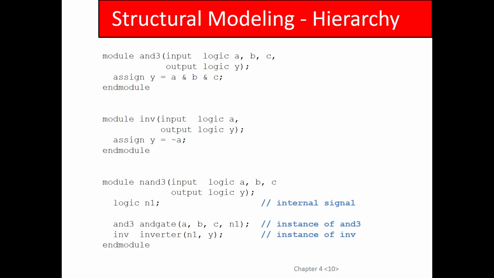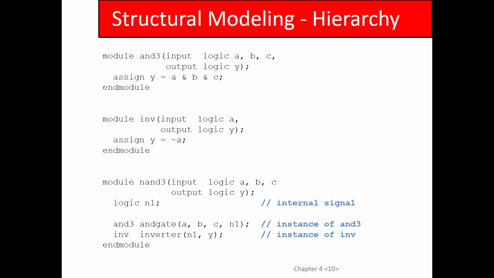What do I mean by that? AND has ABC input, output Y. Inverter has an A input and a Y output. So now I want to put these together. I want to instantiate an AND. Think of it like this is a class and I want to create an object for it. So I want to plop an AND down, and I want to plop an inverter down, and I want to feed the output of the AND into the input of the inverter, right?